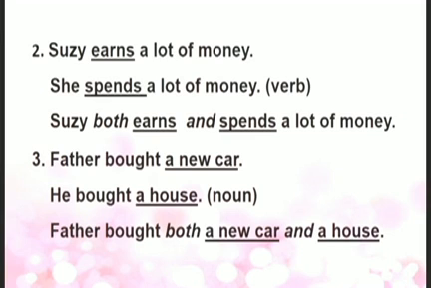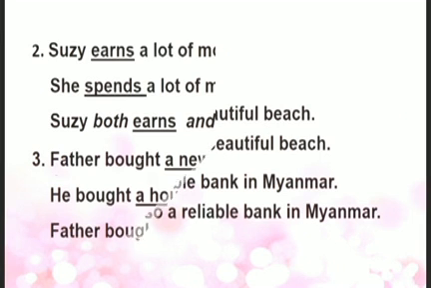Let's try another example. The sentences are: Father bought a new car. He bought a house. Here, the different parts are a new car and a house. So, the correct answer is: Father bought both a new car and a house.